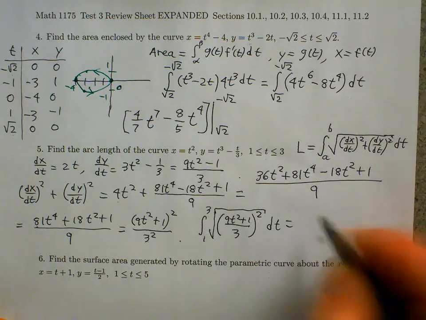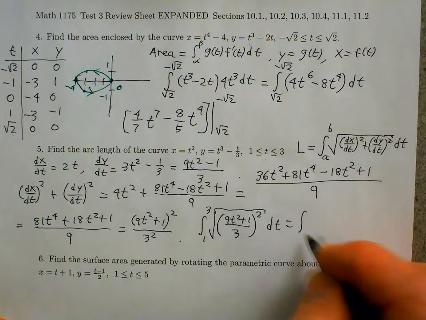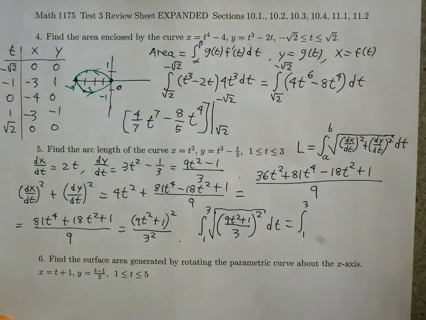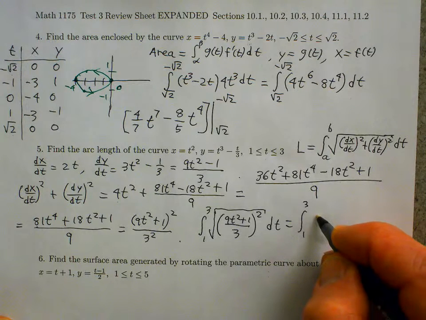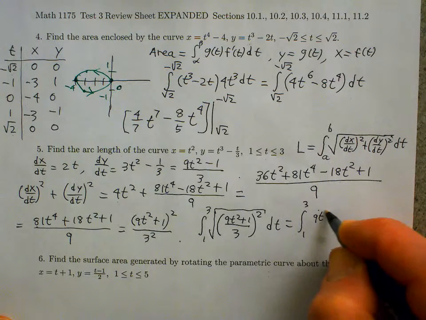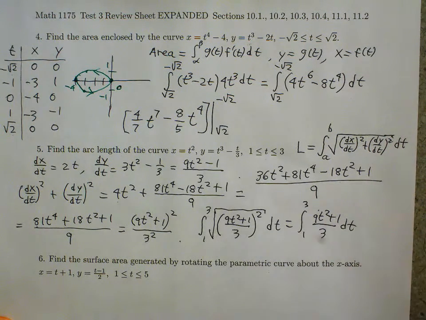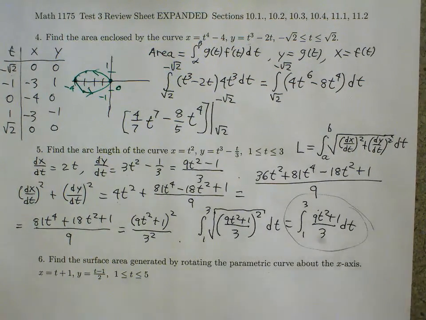So we get a simple integral to evaluate. We get just 9t to the second plus 1 over 3 dt. So I ran out of room, but this is pretty easy to evaluate. So I'll leave that for you to do.